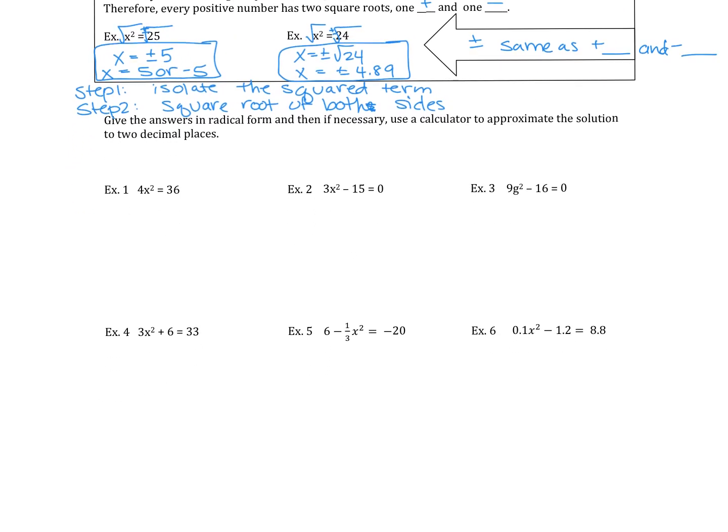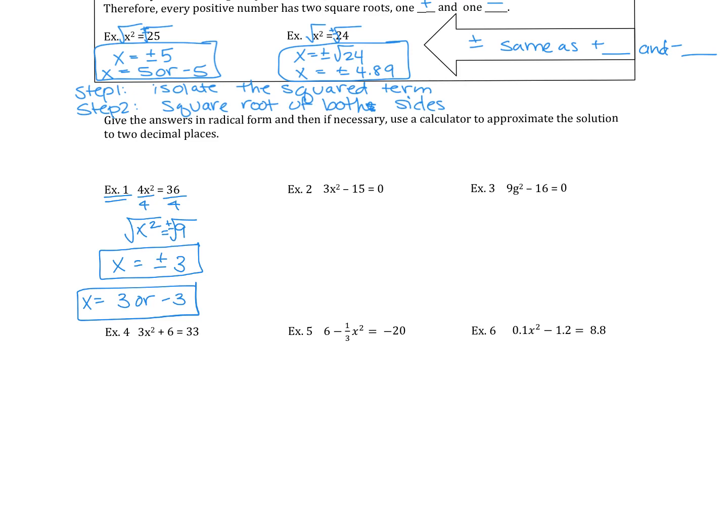So first of all, in example 1, my x squared is not isolated. So I'm going to divide both sides by 4, and I get my x squared term isolated. I'm now going to take the square root of both sides. The moment I take the square root, I'm going to put a plus minus, really tiny, squeeze it in there. And I get that x equals plus or minus the square root of 9. Well, the square root of 9 is 3. So my x equals plus or minus 3. That's two answers. You can also write it as x equals 3 or -3.